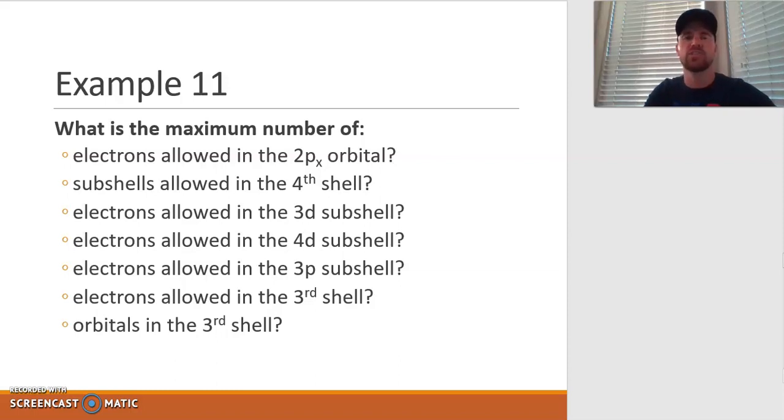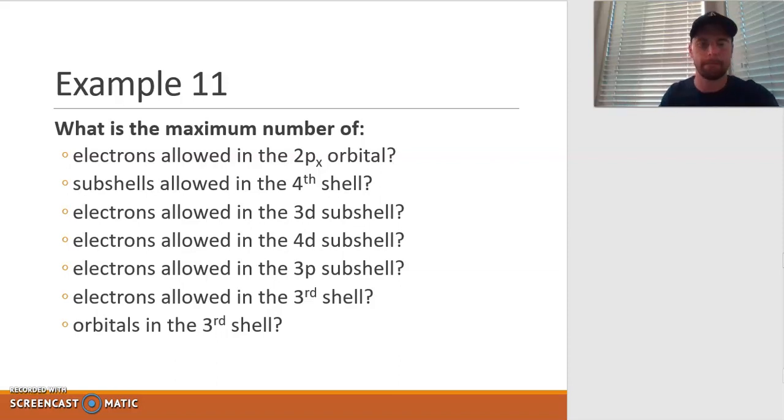Now that we've had a good understanding and a good run through of all the quantum numbers, let's look at a few examples in this video. This video picks up with example 11, which is asking for the maximum number of, and then has some stipulations. So let's take a look at each situation and figure out what the maximum number of whatever they're looking at would be.